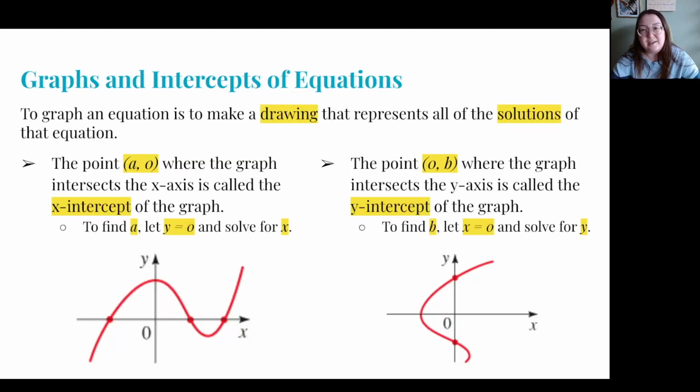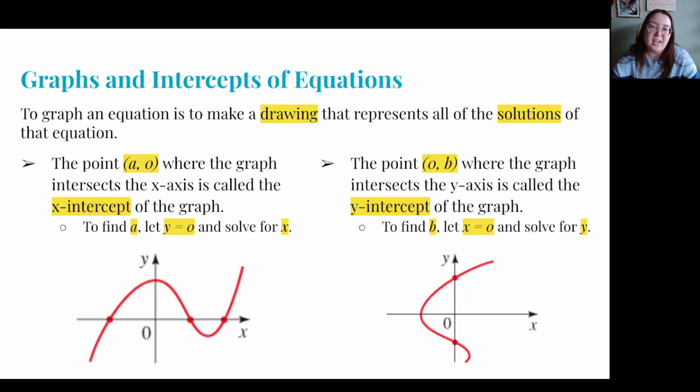So now moving on to graphs and intercepts of equations. To graph an equation is to essentially make a drawing that represents all possible solutions of your equation. Just because you found a solution to your equation doesn't necessarily mean it's the only solution. There can be many other solutions. And the graph is the image of all possible solutions. That's what a graph is. So by graphing a bunch of points and then connecting with a line, you are representing all possible solutions of an equation, which is a graph.